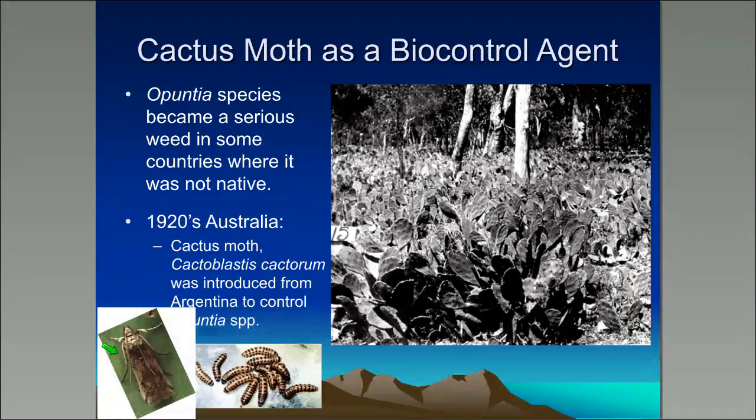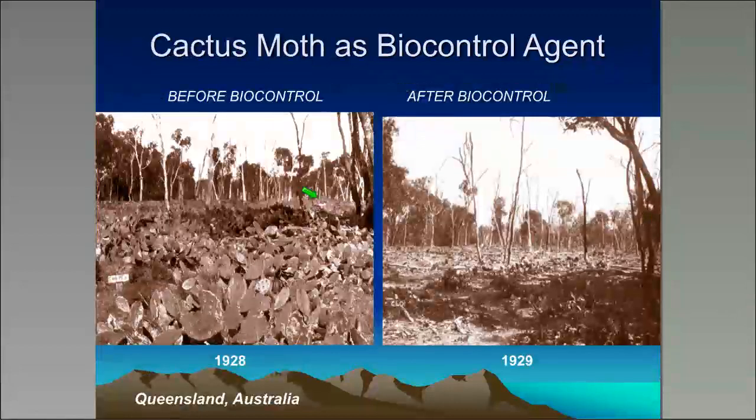So in a biological control, look at this picture on the right. This is the level of infestation from the time of introduction to no biological natural control being there from a disease or an insect or anything in Australia, where about 120 million acres of Australia became infested. And so the Cactoblastis was taken from Argentina to be used as a biological control agent.